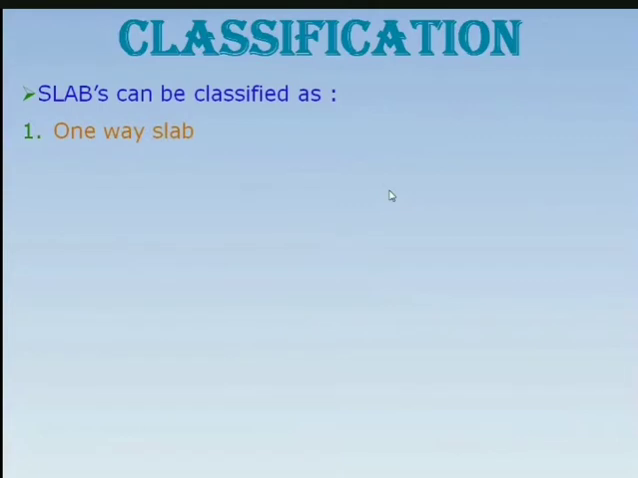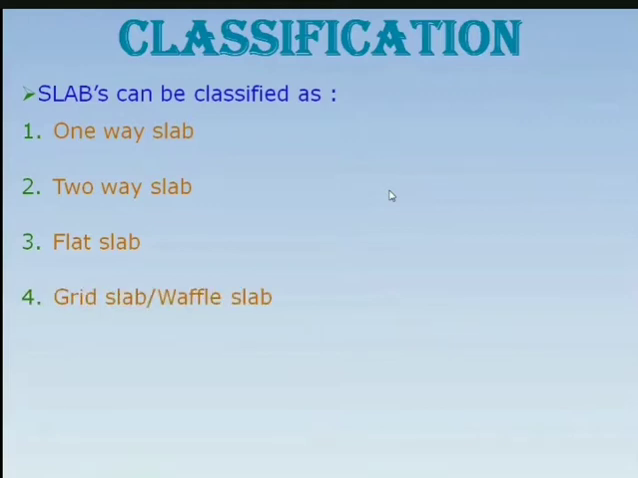Next we'll discuss classification or types. Sometimes a theory question for 4 marks or 5 marks is asked: give the classification of slabs or name the different types of slabs. So slabs can be classified as one-way, two-way slab, flat slab, grid slab or waffle slab, ribbed slab, and circular slab. These are the basic 6 types of classification. Further, we have irregular shaped slab, cantilever, etc. All those will come, but these are the basic 6 types of slabs which we see in and around.